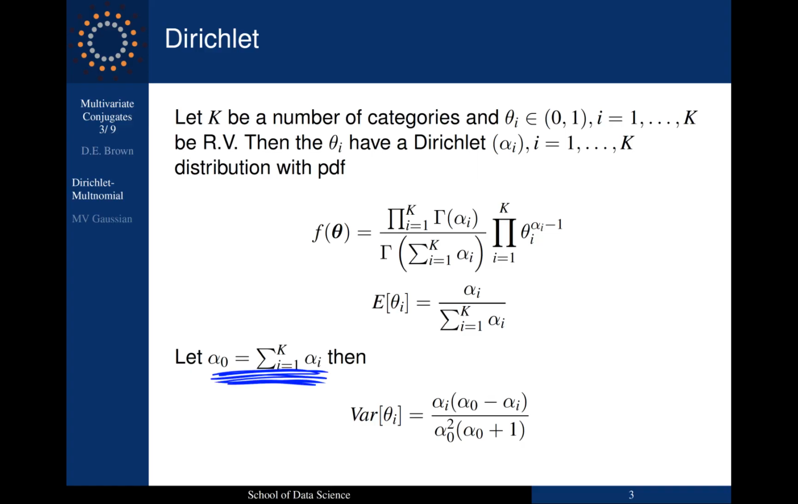If we let this summation of the alphas be equal to alpha naught, then we can easily write the variance as shown, which is the product of, again, the particular alpha. So for example, if we're looking at the variance for theta 1, it's alpha 1 times the quantity, the summation of all the alphas minus alpha 1, and that divided by, again, the summation squared times the summation plus 1.